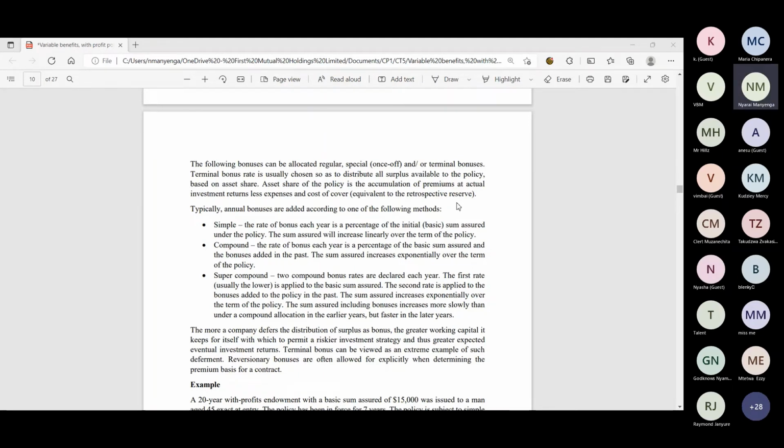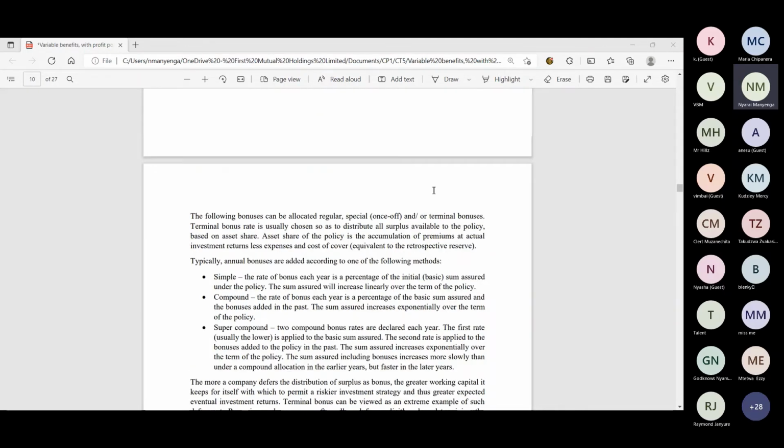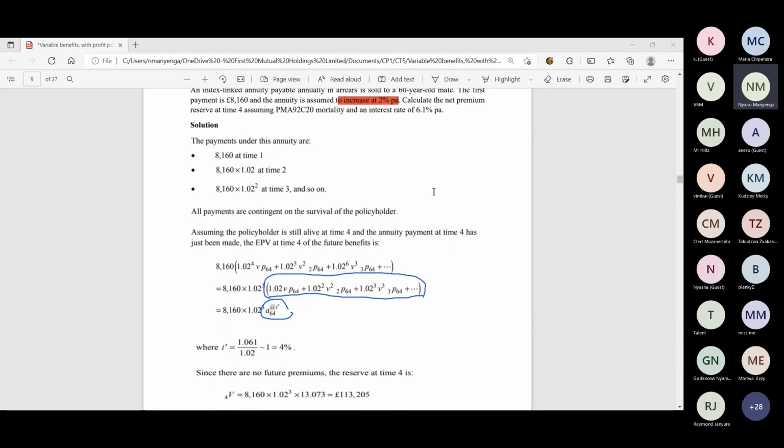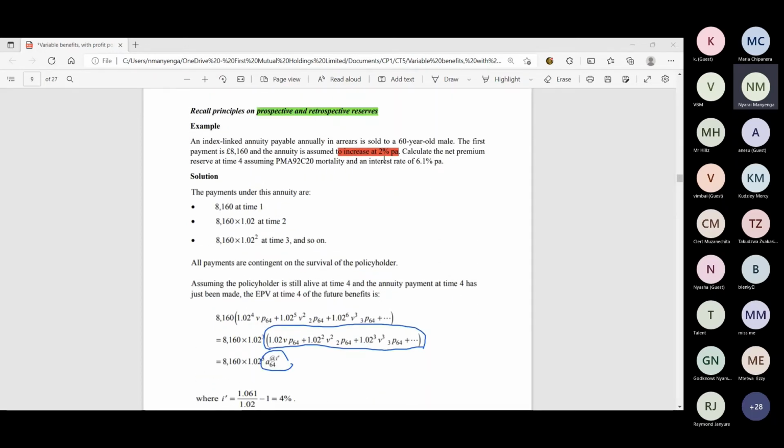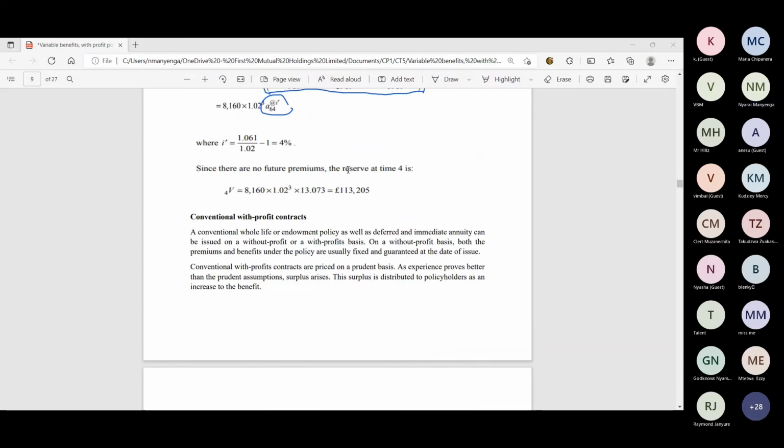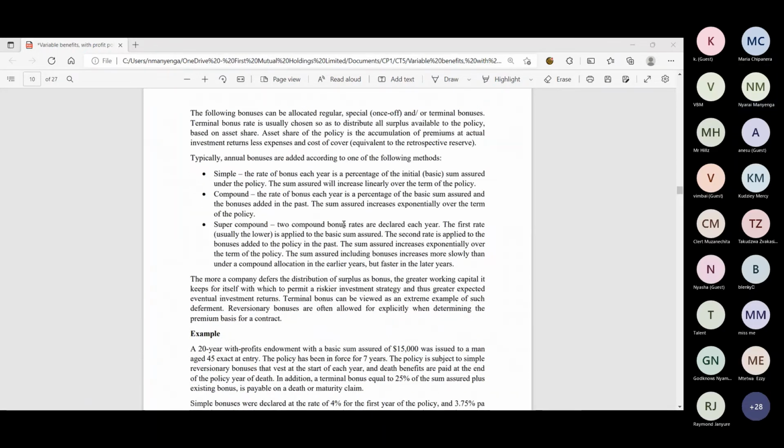And for the compound, the bonus rate each year is a percentage of the basic sum assured and the bonuses added in the past. And the sum assured increases exponentially over the term of the policy. So this is an example of some of the policies that we were calculating here, where we are assuming that the annuity increases 2% per annum. This is an example of a compound bonus being awarded under this policy. So you see that the sum assured or the annuity will increase exponentially over the term of the policy.